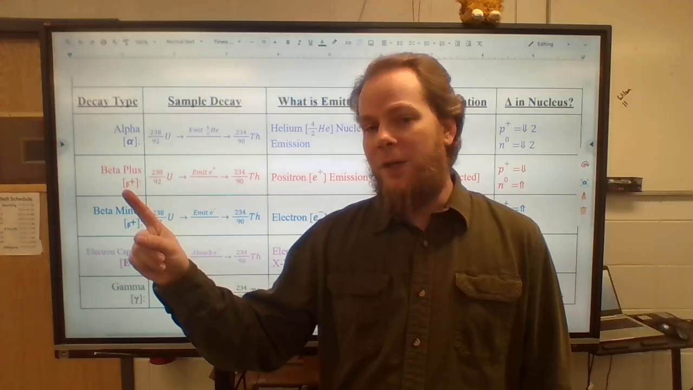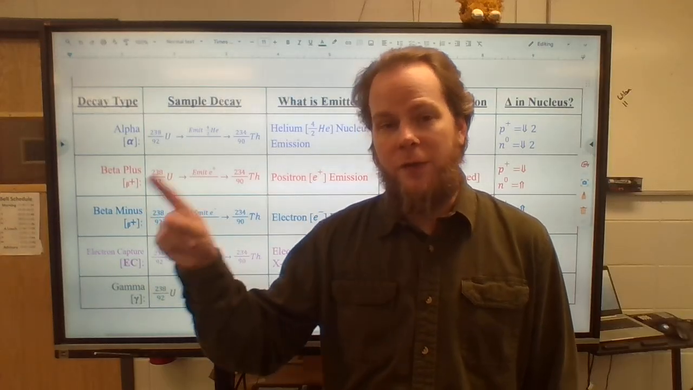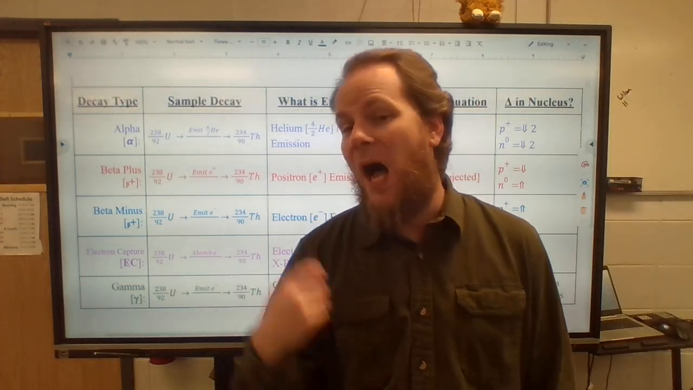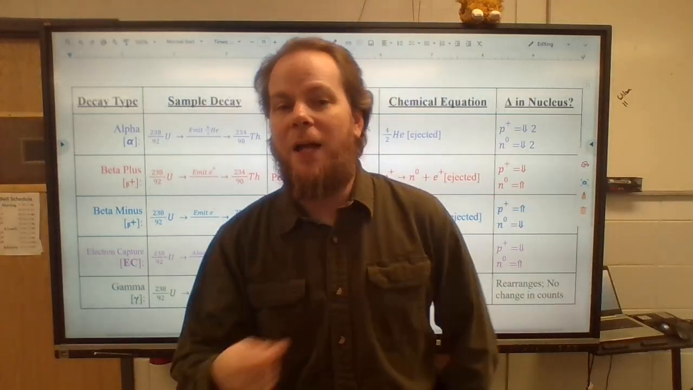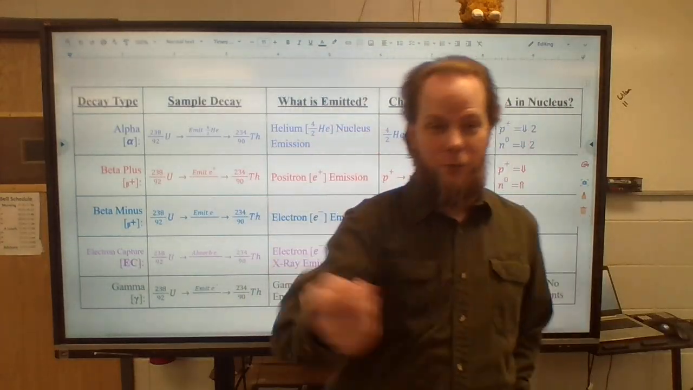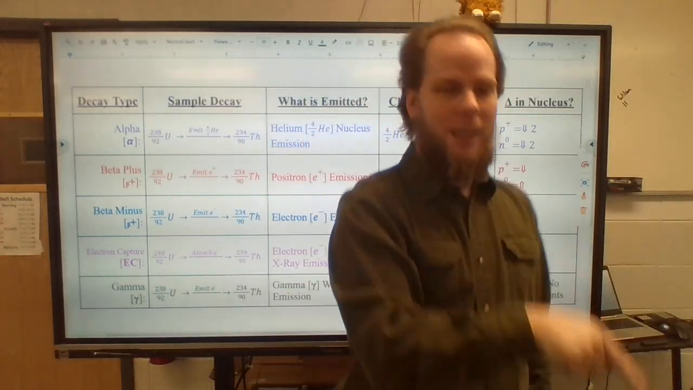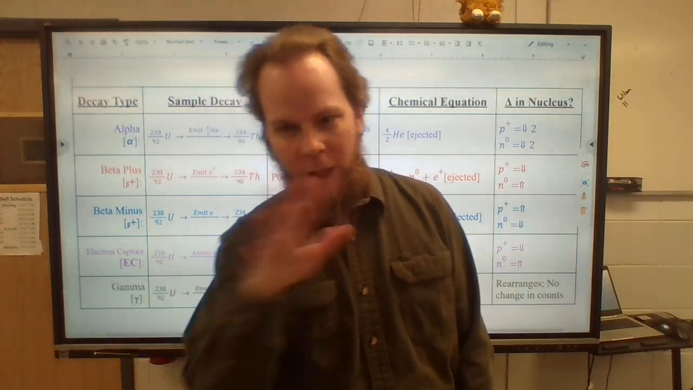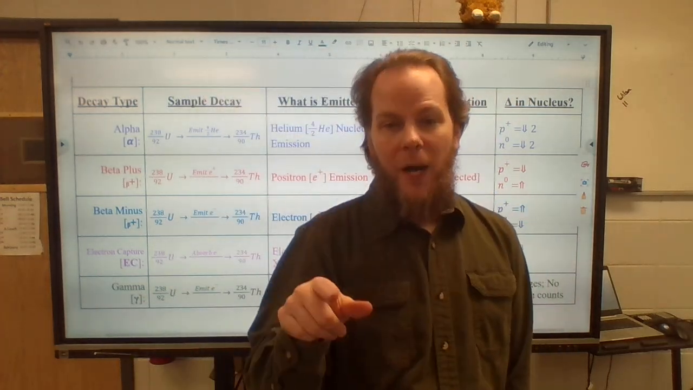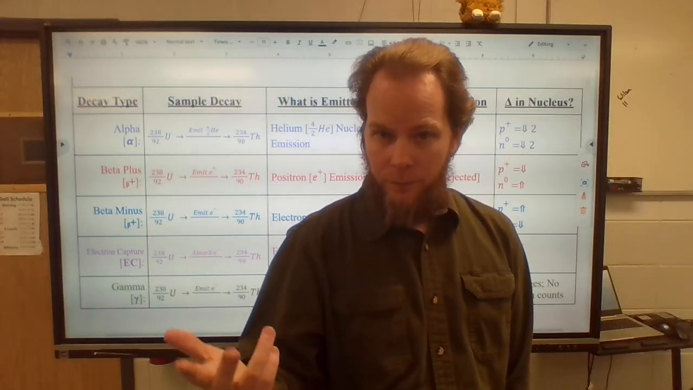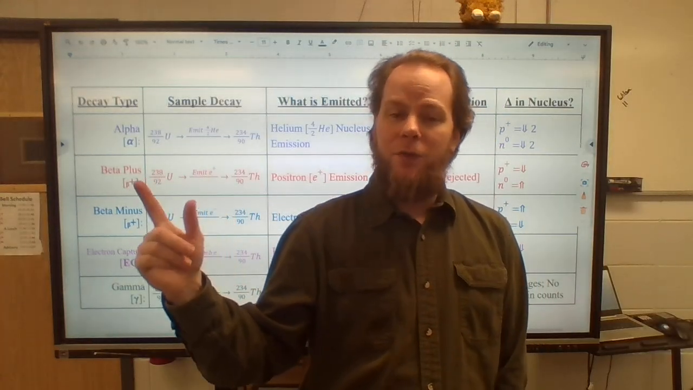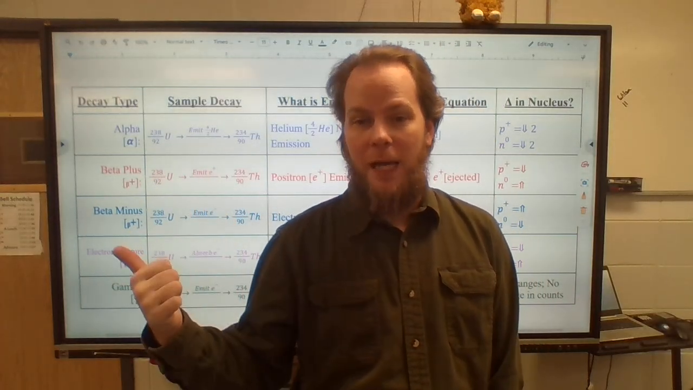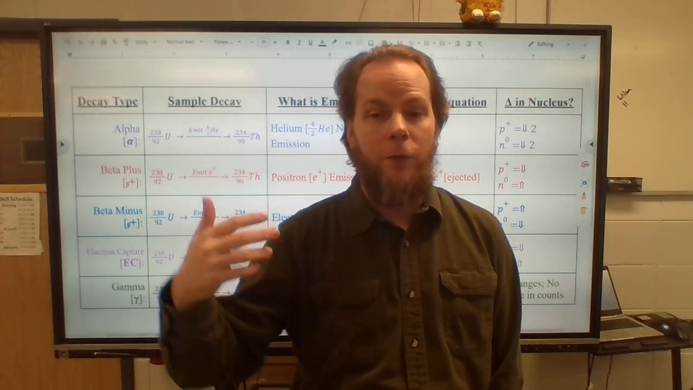Okay, beta plus doesn't deal with an electron, though. It deals with something called a positron. A positron is an anti-electron, which is, again, something we're not going to deal with too much in here. We're not going to get into antimatter. But you do need to know that a positron is basically just an electron with a positive charge.